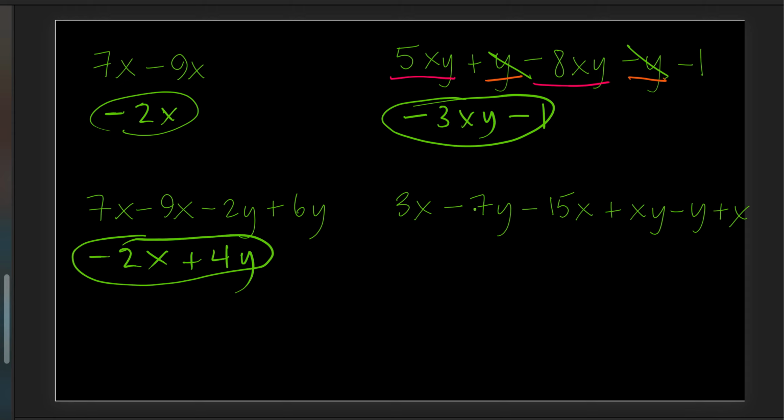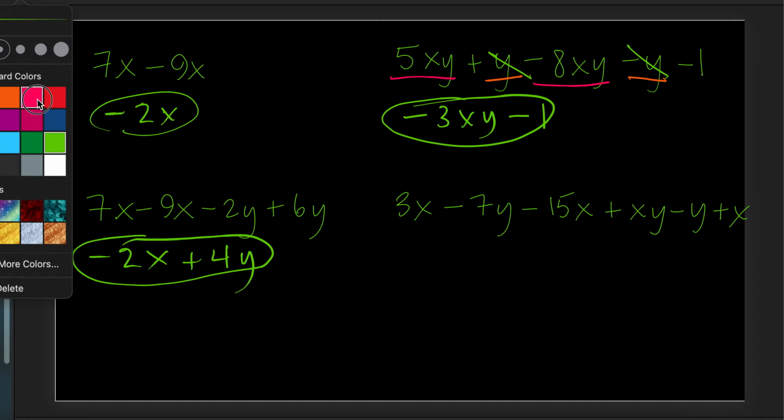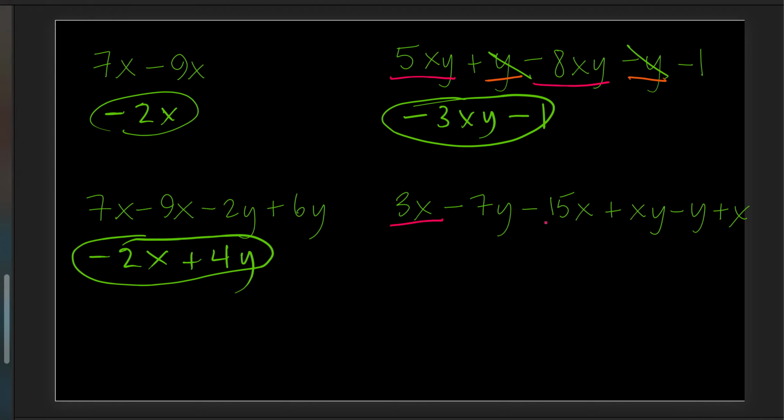Now let's take a look at this problem. 3x minus 7y minus 15x plus xy minus y plus x. So I'm going to underline some like terms. Let's start with an x term. So we do have an x term right here. Here's another x term right here. That's a 1x there. Okay, so we'll combine the ones in pink.